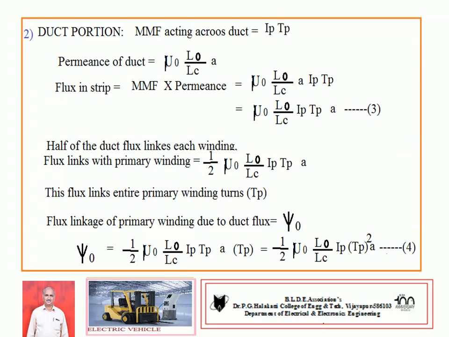Similarly we take 50 percent. The flux links with the primary winding as 1 by 2 of equation 3. Hence this flux links the entire turns of the primary winding, TP. That flux linkage of the primary winding due to the duct flux is called xi naught. Xi naught equals half mu naught L naught divided by LC, IP into TP, into area A into TP. We get equation number 4.